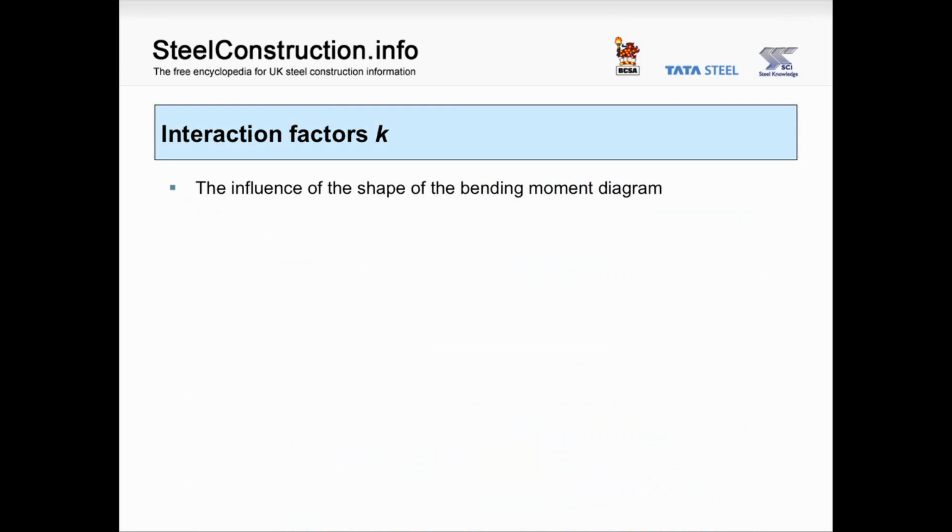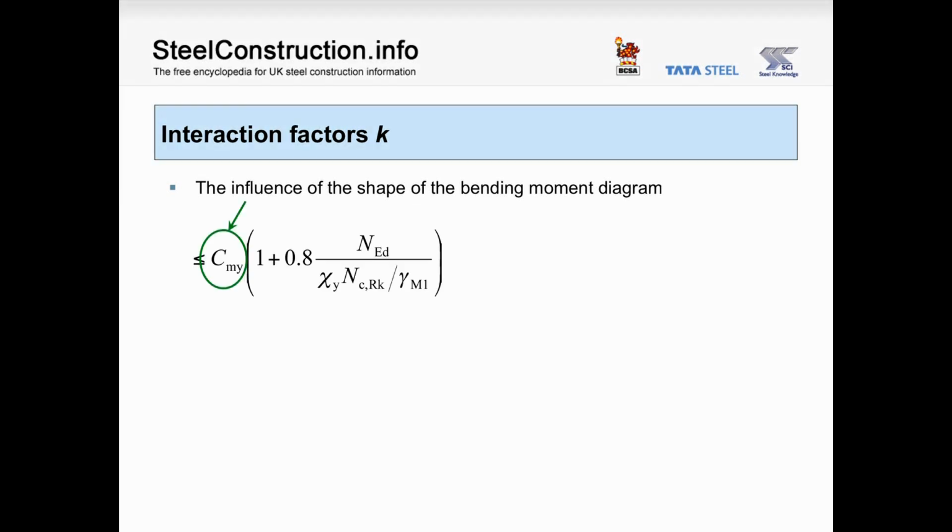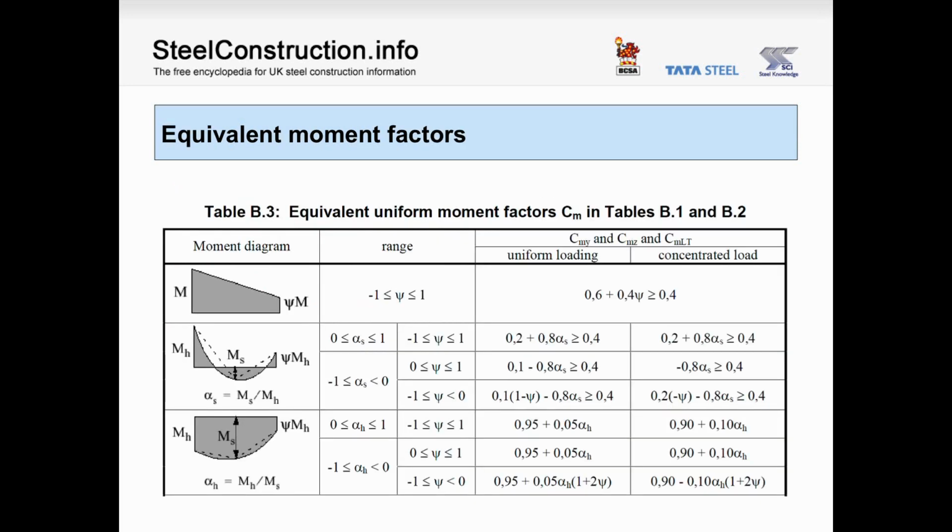So then we can determine the interaction factors, or the K factors. These will be taken, because we're doing a manual calculation, from Annex B. So the K factors involve two components. One is the C factor, and the C factor adjusts for the shape of the bending moment diagram. And then there is an amplifier, which allows for the effect of the axial load. So first of all, the C factors come from table B3 of the Eurocode. In our particular example, we have a linear bending moment diagram, so we only need to calculate psi, and psi is the ratio of the smaller bending moment divided by the larger bending moment.